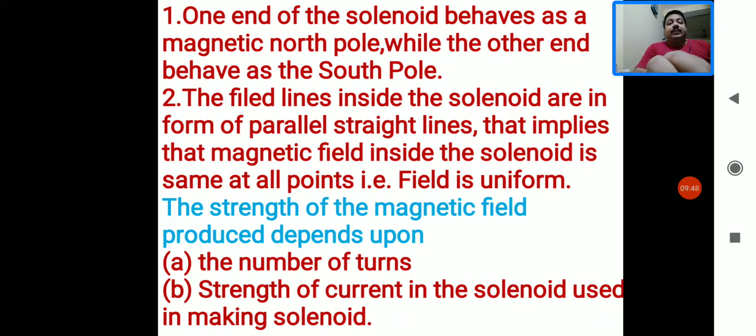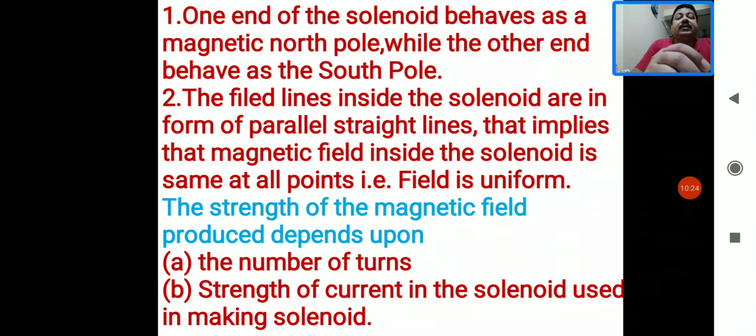Another thing I discussed here, two things about the solenoid. Number one, one end of the solenoid behaves as a magnetic north pole, while the other end behaves as the south pole. I told you earlier the solenoid behaves as a magnet, so one pole behaves as north pole and the other as south pole.